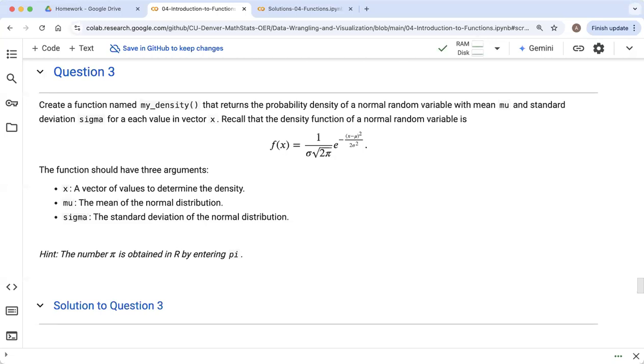All right, welcome everyone. So let's continue working with functions in R, customizing our own functions. Here, what I want to do is create a function in question 3, which is called myDensity, which is going to return the probability density of a normal random variable, which has mean mu and standard deviation sigma for each value in some vector x.